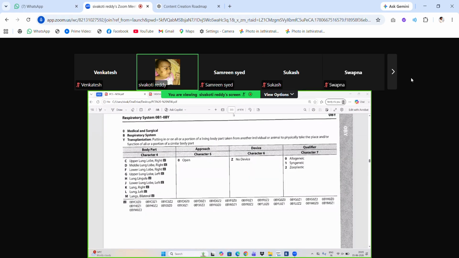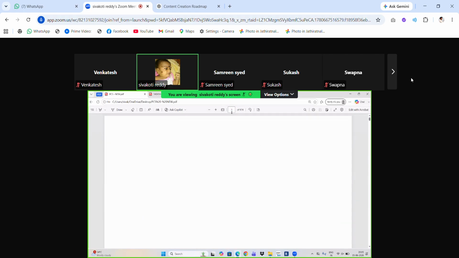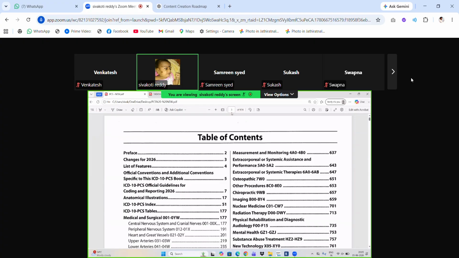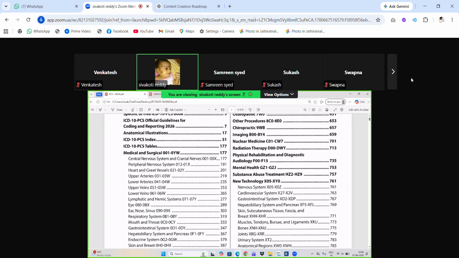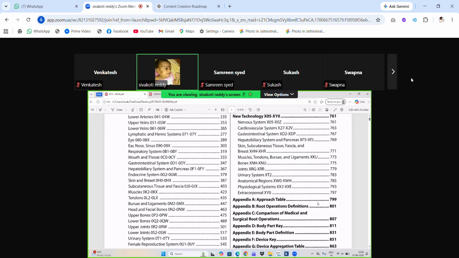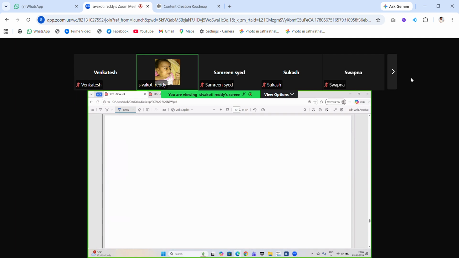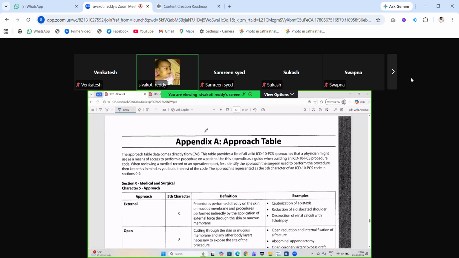So first, go to the table of contents in the CPT PCS book. You can open the table of contents. Here under Appendix A, you get the approach table. If you go to the approach table, you will get a total of 7 approaches.